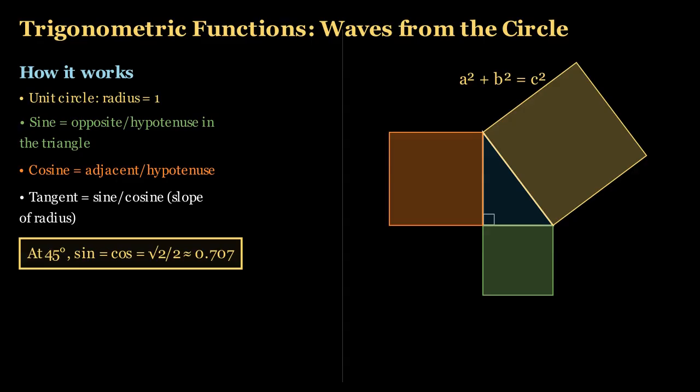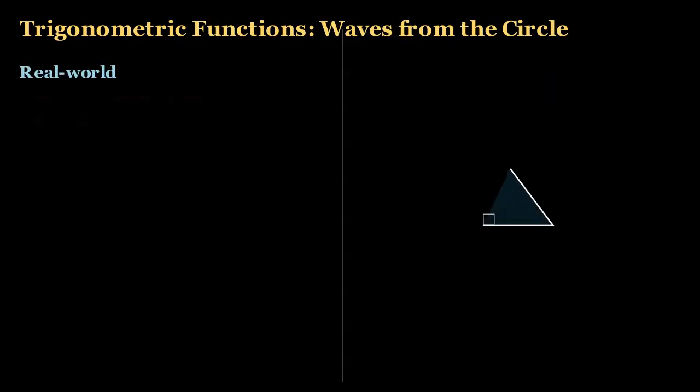Let's solve a real problem. You want to know how tall a tree is, but you can't climb it. You stand 20 meters away and measure the angle from the ground to the top. It's 30 degrees. The tree height is the opposite side, and your distance is the adjacent side. So we use tangent, which is opposite over adjacent.